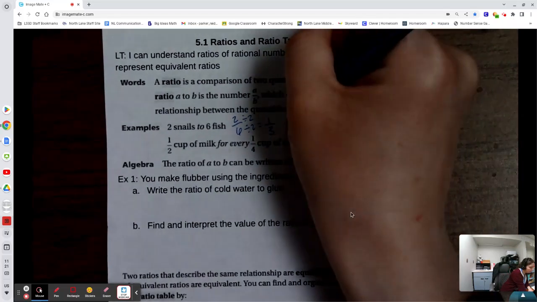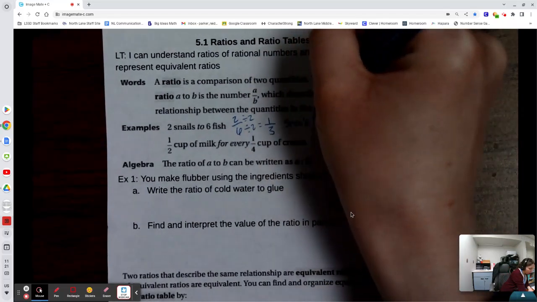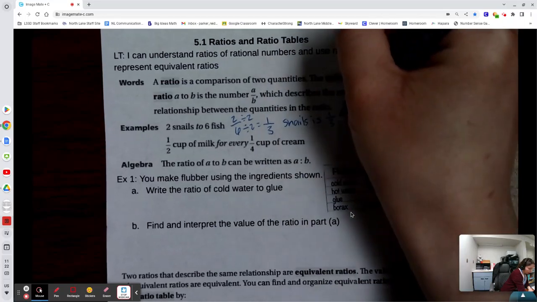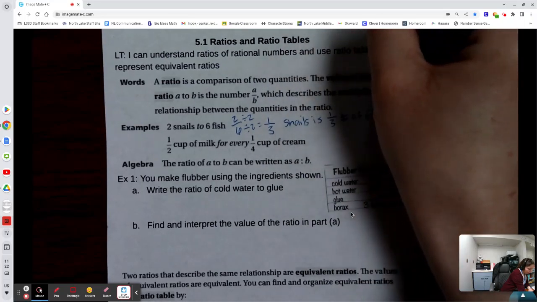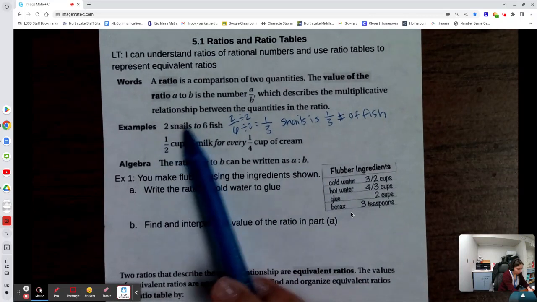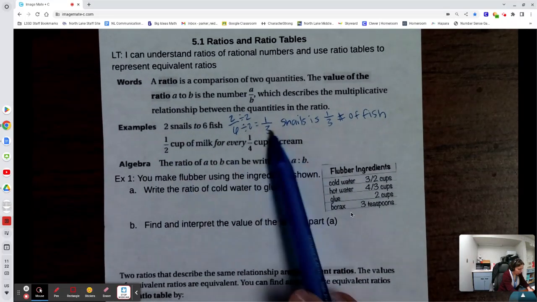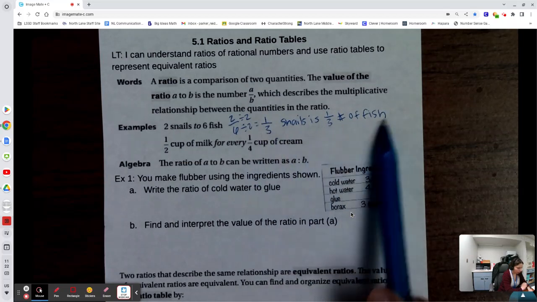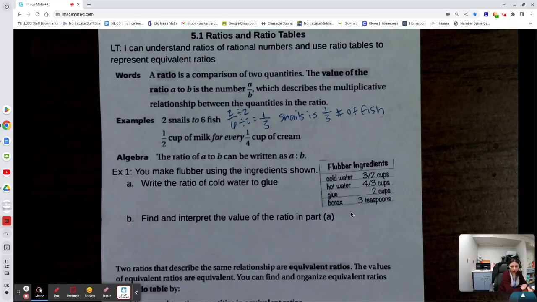Let's write that down. Snails is 1/3 the number of fish. That's what the value tells you. This value tells you the first thing is this amount of the second thing. It's 1/3 of the second thing in this case.